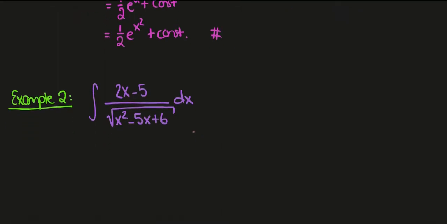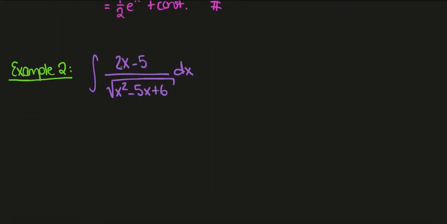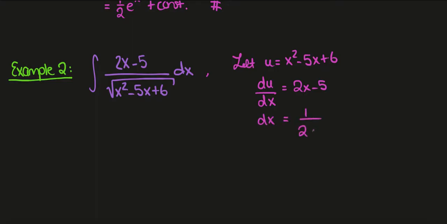Okay, let's look at a slightly more complicated one. Here we have the integral of 2x minus 5 over the square root of x squared minus 5x plus 6. What we'll do here is let u equal x squared minus 5x plus 6. Then du on dx is 2x minus 5, so dx is 1 over 2x minus 5 du.